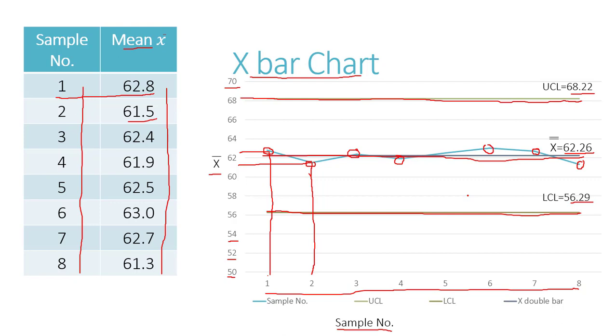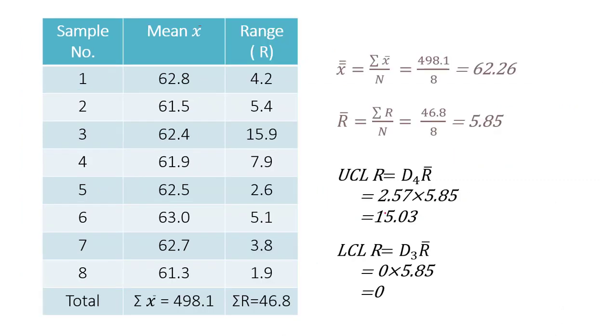After drawing the X bar chart, we need to draw the R chart. To draw the R chart, we also need to find the value of the upper control limit and the lower control limit for the R chart. The equation for the upper control limit for the R chart is D4 R bar. The value of D4 is given as 2.57 and R bar we have found previously. So we will get the upper control limit as 15.03. The lower control limit equation will be D3 R bar. The value of D3 is given as 0. So the lower control limit for the R chart will be 0.